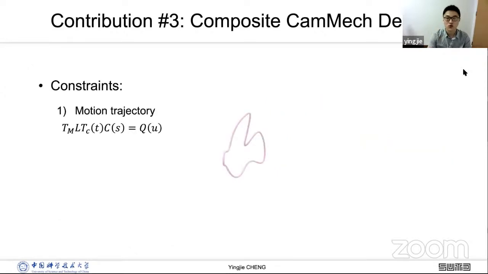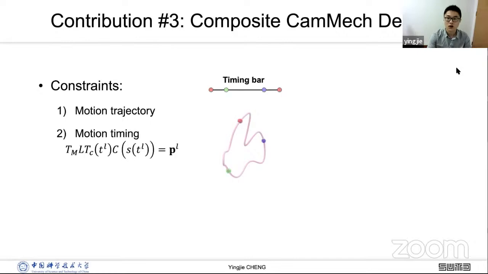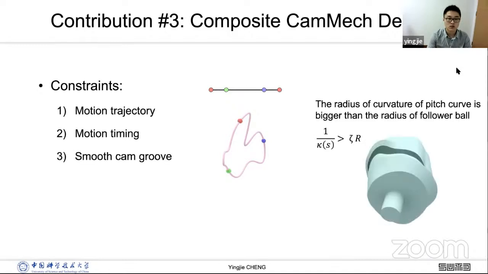We have some constraints for the optimization. The first one, the motion trajectory. The output motion must exactly follow the given curve. 2, the motion timing. The end effector must pass some points at specified times. 3, smooth cam groove. The radius of curvature of the pitch curve must be bigger than the radius of the follower ball.